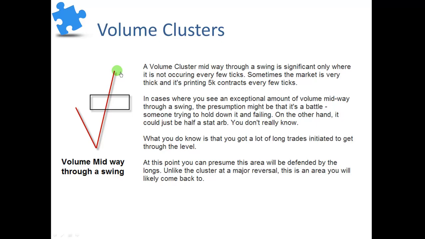If an exceptional amount of volume is printing, it's obviously going to take time for that to happen. So when you see a market move up, then exceptional volume print, and then carry on up, you don't actually know why that happened. It could be a failed attempt by bears to hold the market down, or it could just be one half of a large stat arb position being executed.